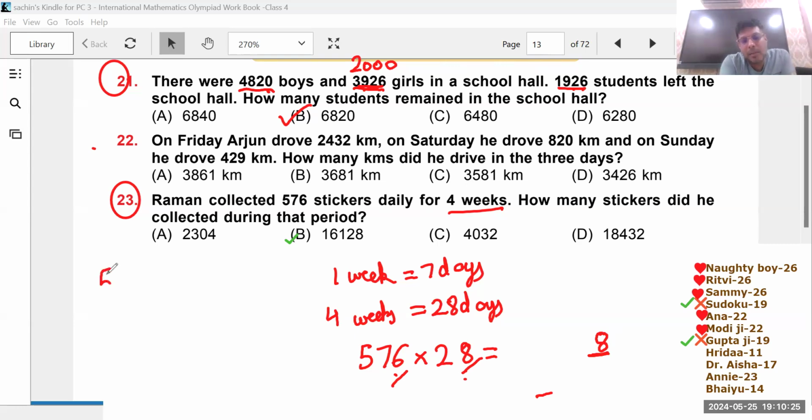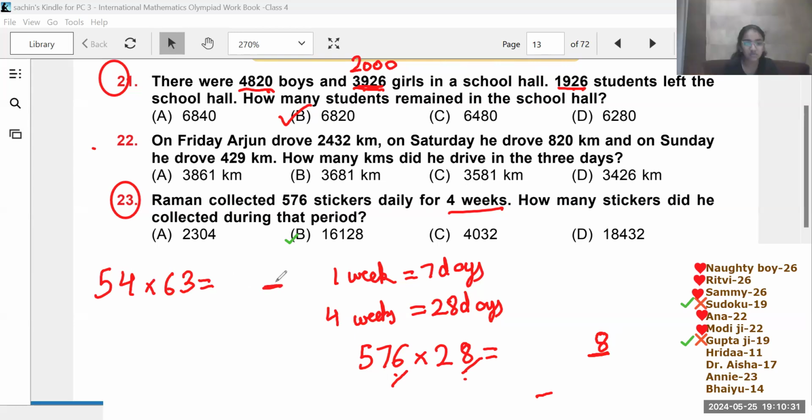I will give one more example. 54 into 63. Tell me the ones place. Sir, 2. So I know 6 into 8 is 48. 8 in the ones place is only in option B. So this is my answer. If you have less time, you can use this trick. If you have time, multiply fully. Alright guys. Okay. I use this trick only.